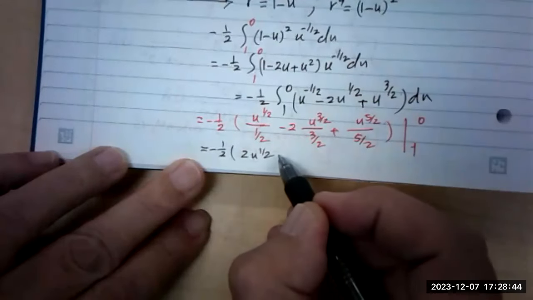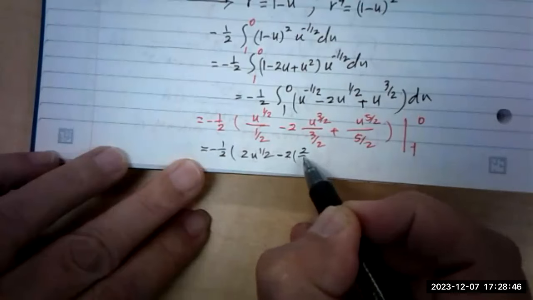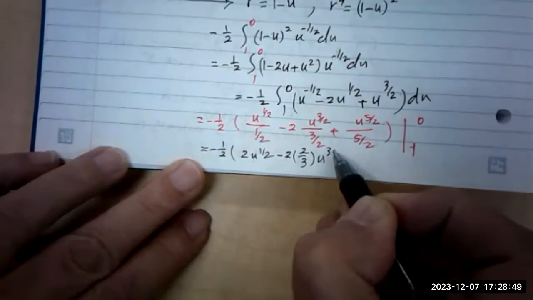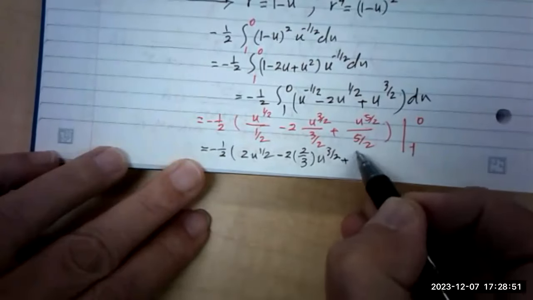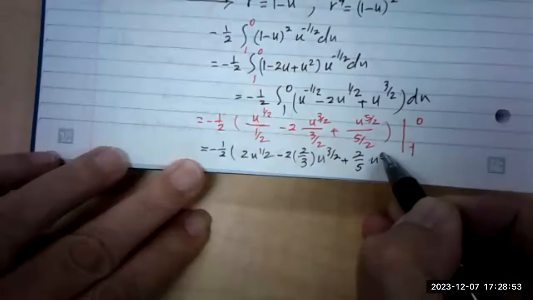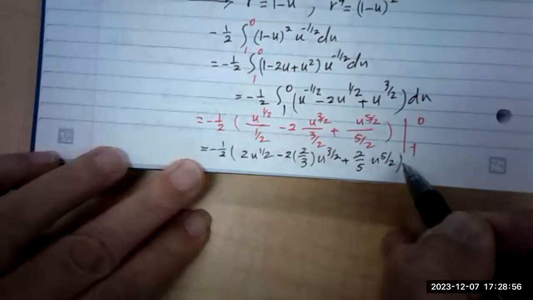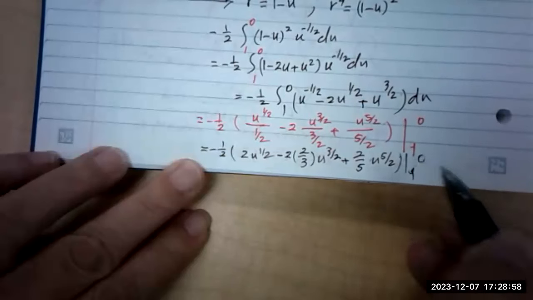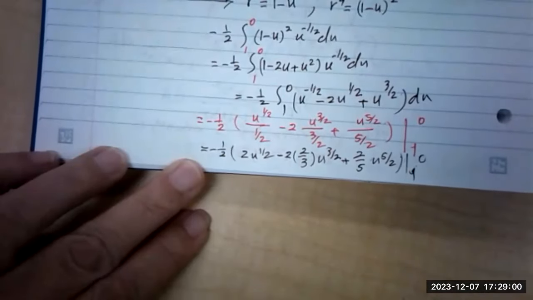So this is going to be negative 2 times 2 thirds u to the 3 halves plus 2 fifths u to the 5 halves, from 0 to 1, or from 1 to 0. You can replace the u by 1 and find these numbers. Did we switch it? Yes, we switch the values of u. So it goes from 1 to 0.